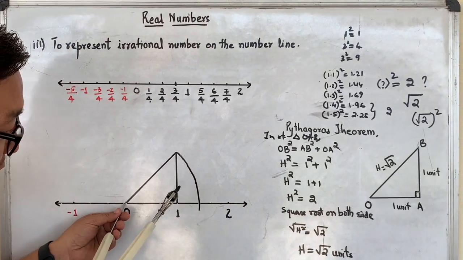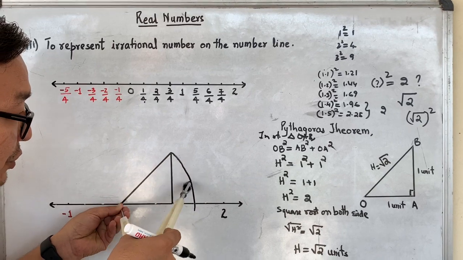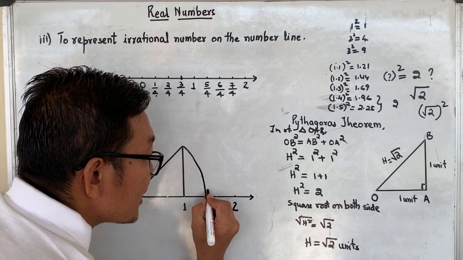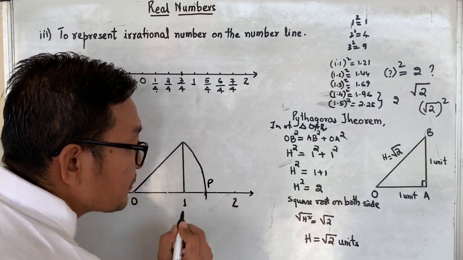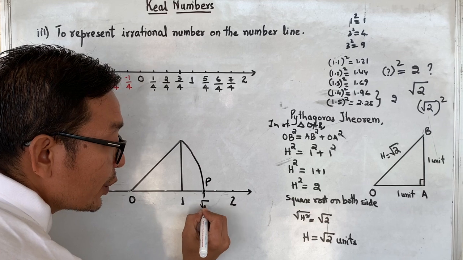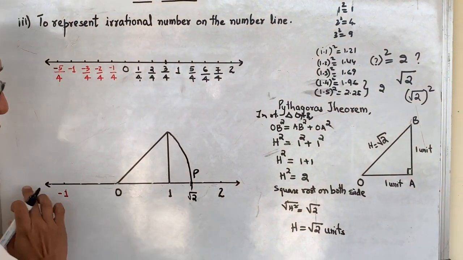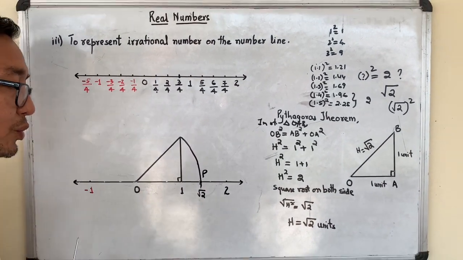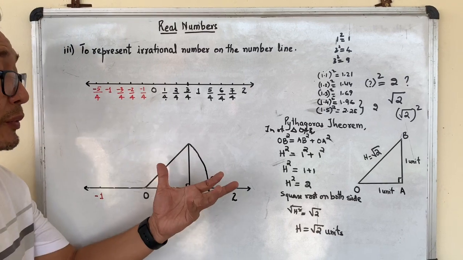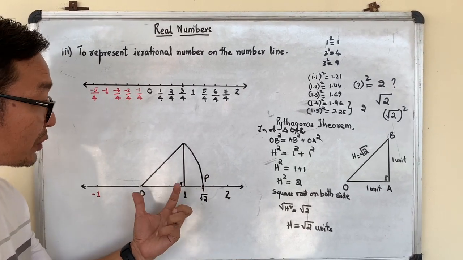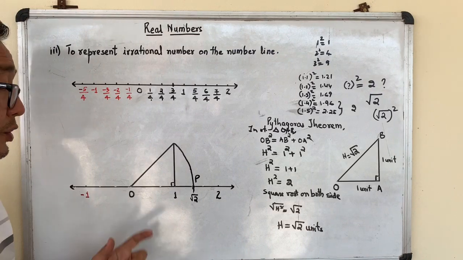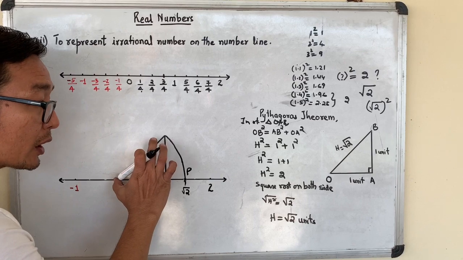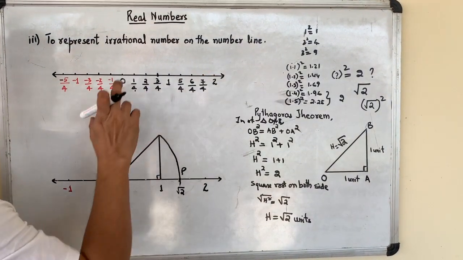Let us give this as point P. How do we represent root 2 on the number line? We apply the Pythagoras theorem, so that is how we show or represent root 2 on the number line.